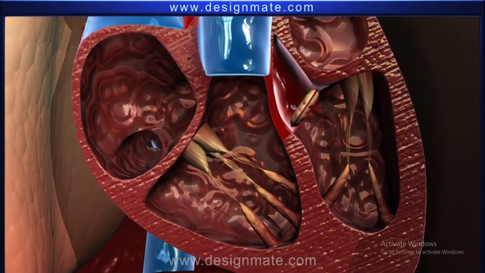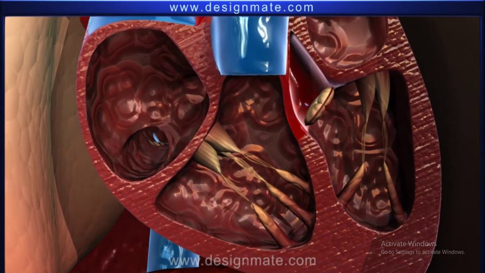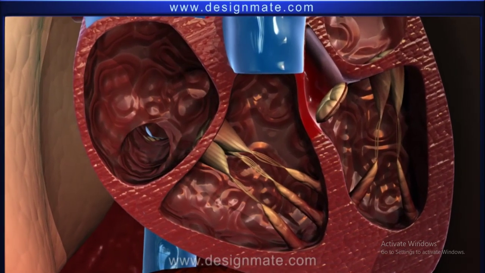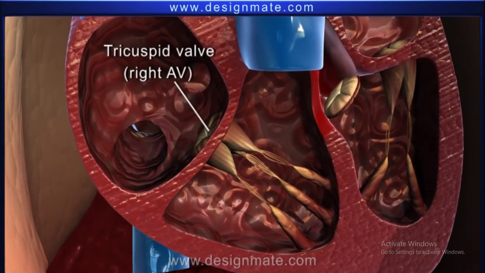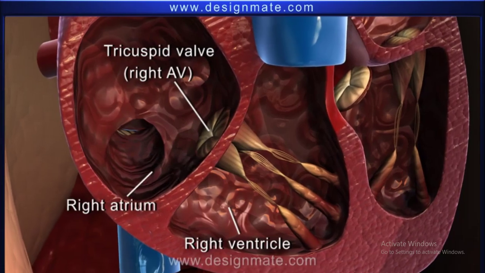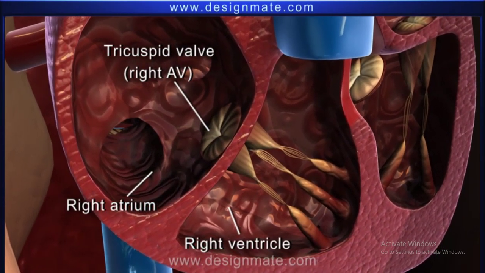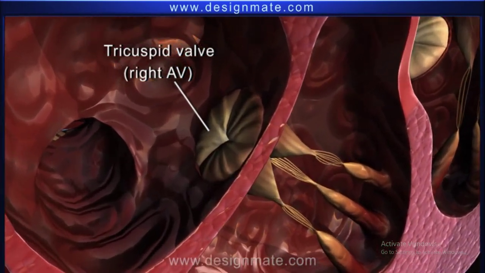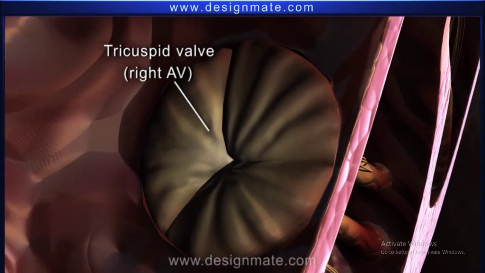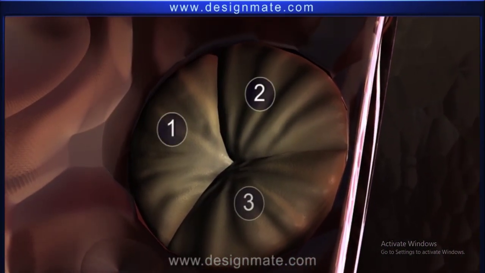There are a number of valves present in the chambers of the heart. The right atrioventricular valve lies between the right atrium and the right ventricle. It is called the tricuspid valve as it consists of three flaps.